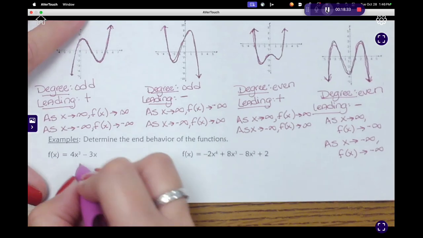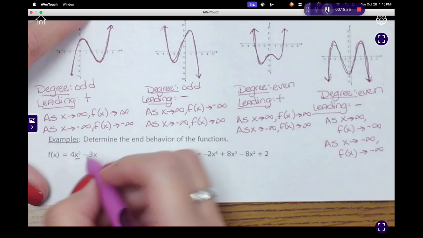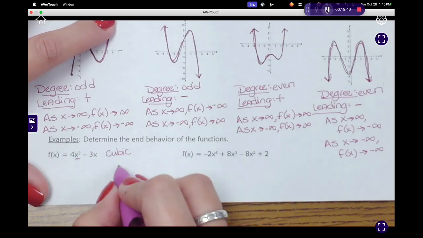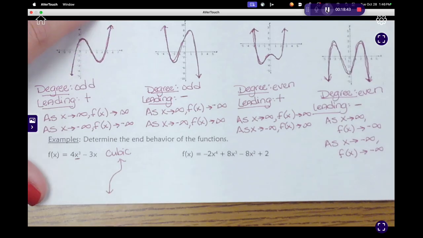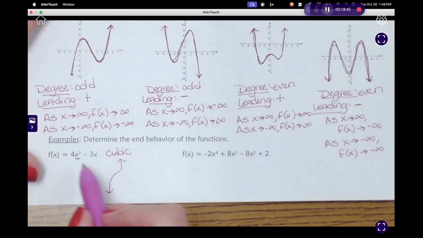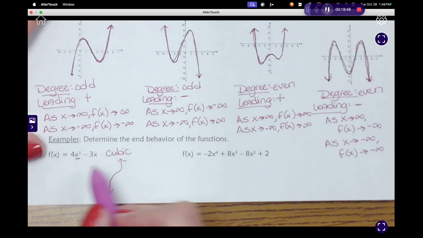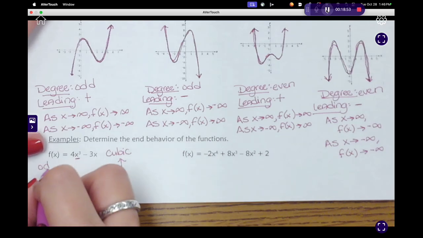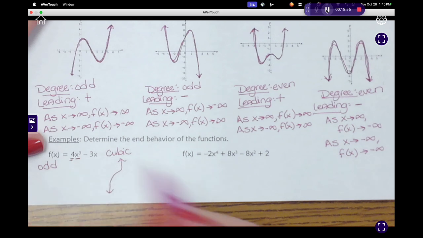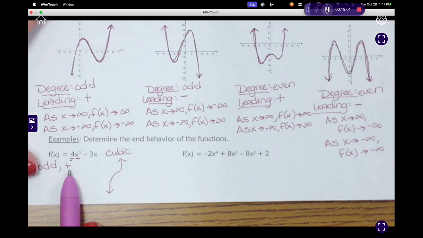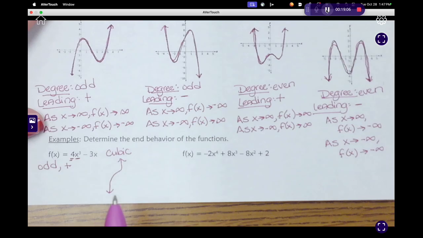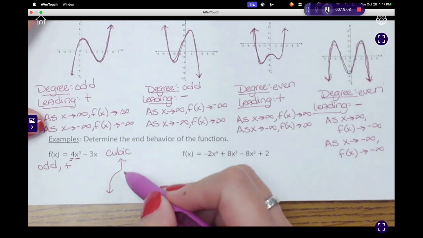You should know if this is an x to the third, that degree is a 3, so this is a cubic polynomial. That means my graph would look like this. We've already graphed those before. If I'm asking for your end behavior, my degree is odd, and the leading coefficient is positive. If I look at an odd positive graph, which was right above me, that tells me what my end behavior is going to be. And if it helps you to graph it, graph it.